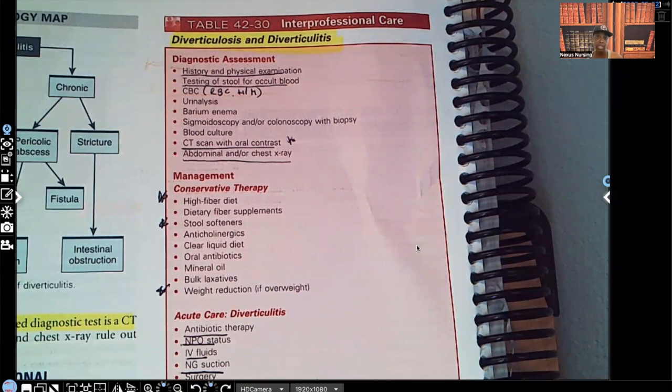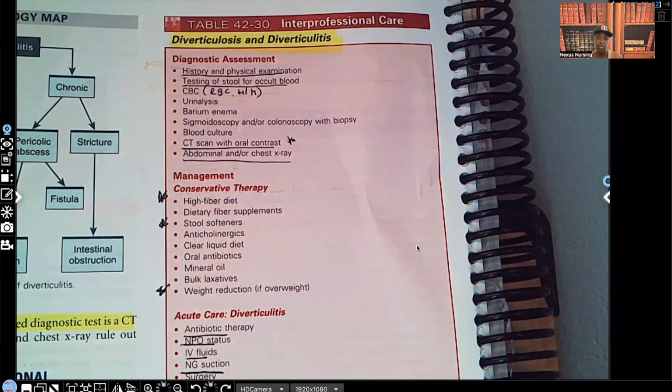You're going to do a physical examination on your patient. You may want to test their stool for occult blood. Maybe they're actually bleeding and we just don't know about it. You want to look at the CBCs. Again, you're going to pay special attention to the RBCs and the H and H. You may do an abdominal or chest x-ray, but the preferred test, again, for this disorder, I should say, is a CT scan with oral contrast.